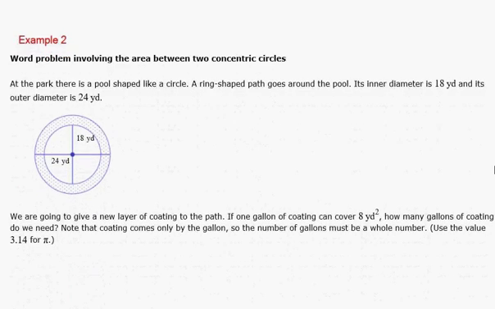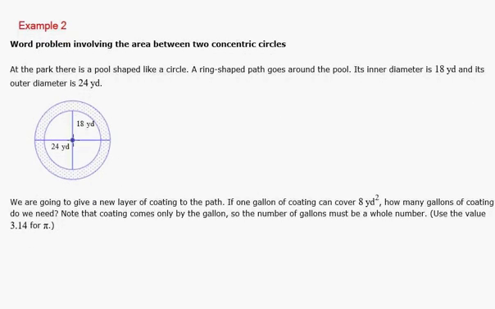All right, let me just show you one more example. A park has a pool shaped like a circle. A ring-shaped path goes around the pool. Its inner diameter is 18, so from here to here is 18, and its outer diameter is 24. We're going to give the path a new layer of coating of paint. How many gallons of paint do we need? Again, we want to know how much paint we need to paint this path around the pool.